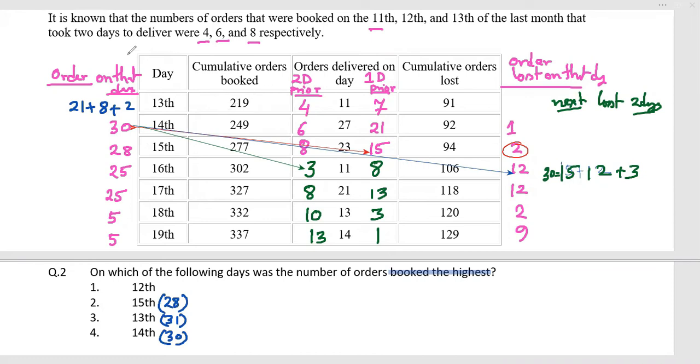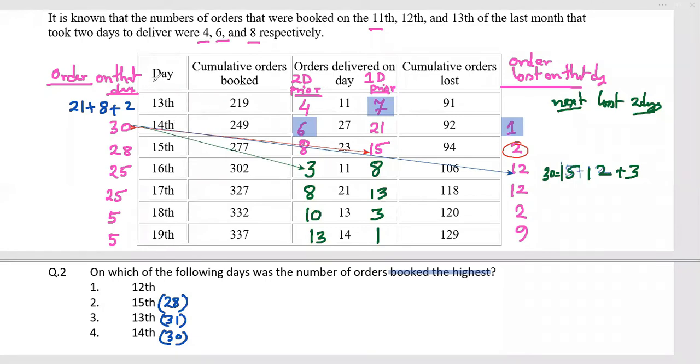To get the 12th, in which way can I find the 12th's orders? This would be 12th orders delivered on 13th, one day prior, that means these 7. Lost on 14th, that is 1. And delivered on 14th, 6. The sum of these 3 will be the 12th's orders. That means it is nothing but 14.